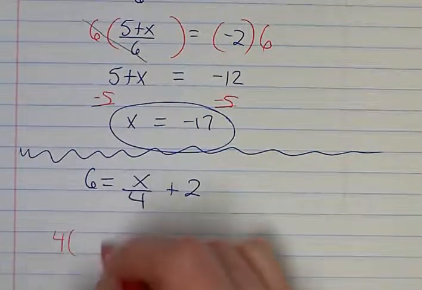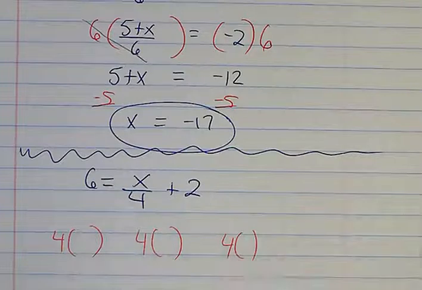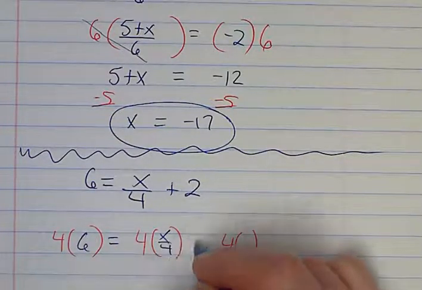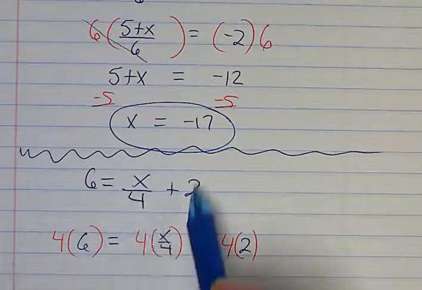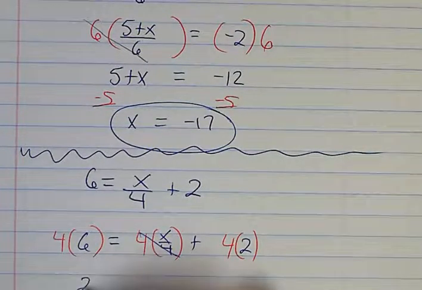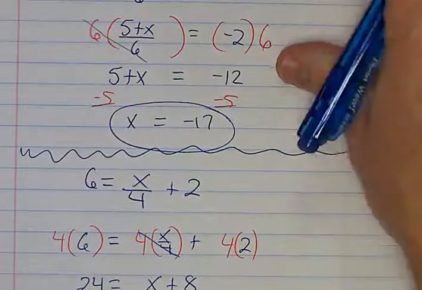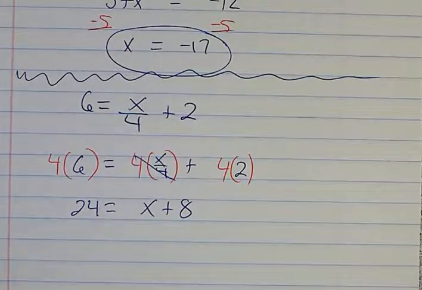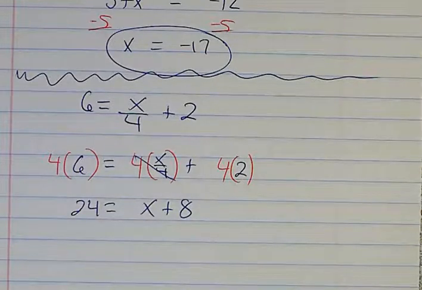You could take 4 and multiply it by everything in this equation. So you could take 6 times 4, you could do this times 4, you could do this times 4. And what that's going to do is cancel out this 4. So now you've got whole numbers again. And again, we talked about it yesterday, and I know we solved this one a little different way yesterday, but it's one option you can see.